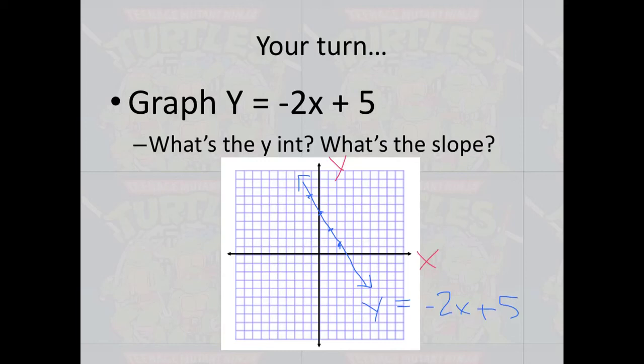Y equals negative 2x plus 5. To answer these questions, the y-intercept is 5. The slope is negative 2. So what I did was I started right here at 5, and then used the slope, negative 2. Negative means we go down, so I'm going down 2 over 1, down 2 over 1. That's how we got that answer.